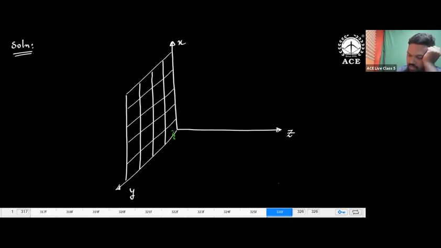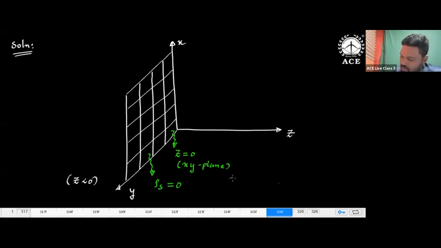Z is equal to 0 is the xy plane, yes, you can also call it the xy plane. And one more thing, here there is no surface charge. That means rho s is equal to 0. That is what is mentioned in the question. Here it is z less than 0, and here it is z greater than 0.